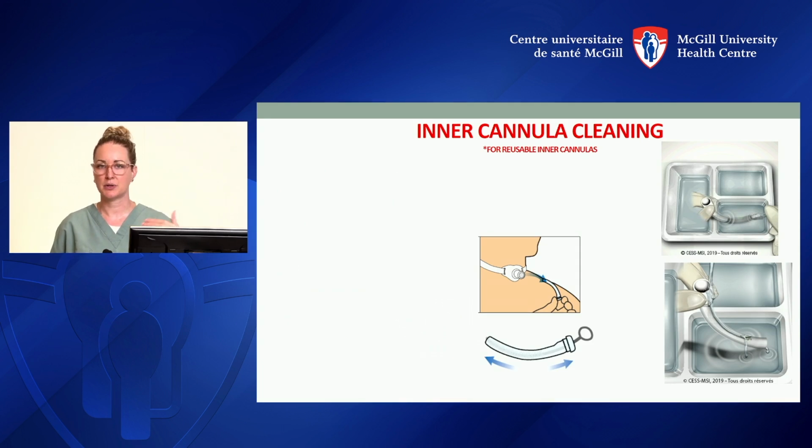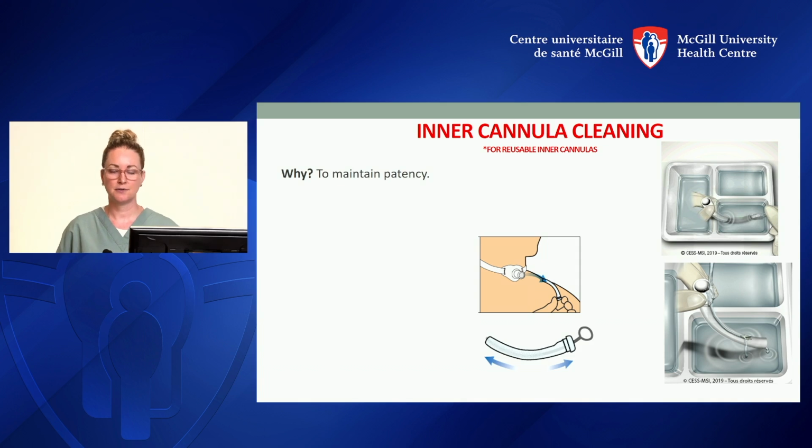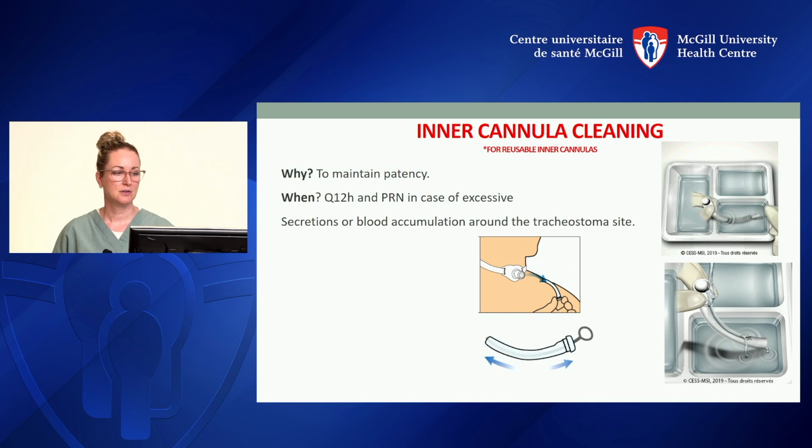So that was cleaning around the tracheostoma sites, and now we move into the inner cannula cleaning. This is the cleaning for a reusable inner cannula. Again, we won't see this very often, but we do have some patients with a reusable. Why do we need to clean or change the inner cannula in general? Obviously to maintain patency. We usually do it twice a day, so every 12 hours, and when needed. This is when secretions or blood accumulate around the tracheostoma site. When there's excessive secretions or blood that accumulate around, we want to change the inner cannula more often.